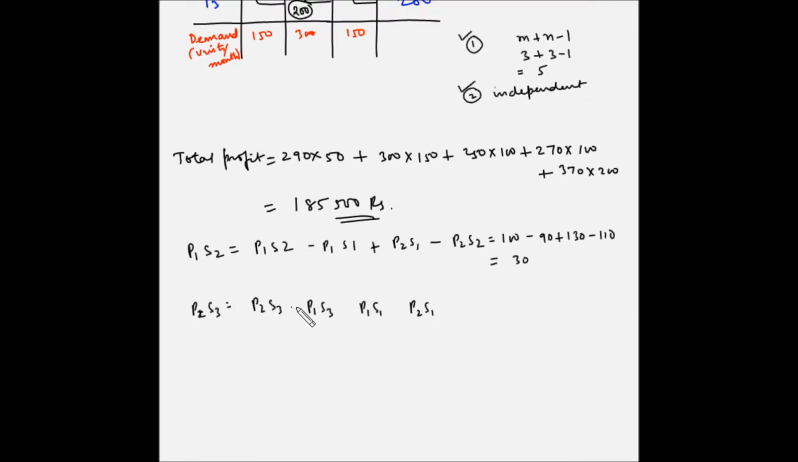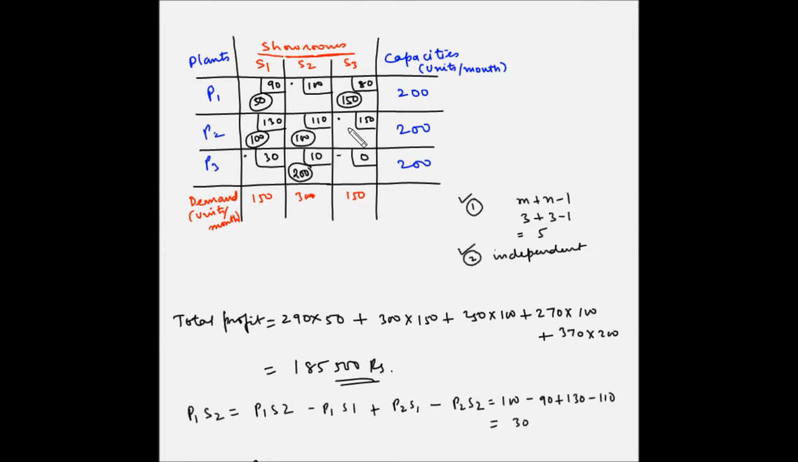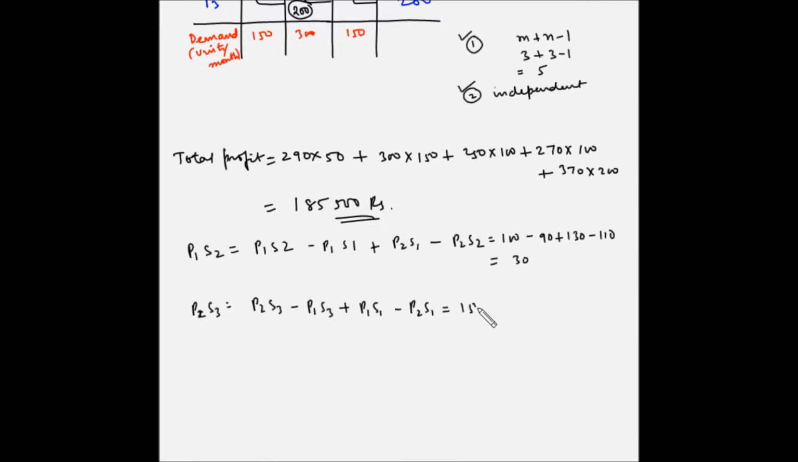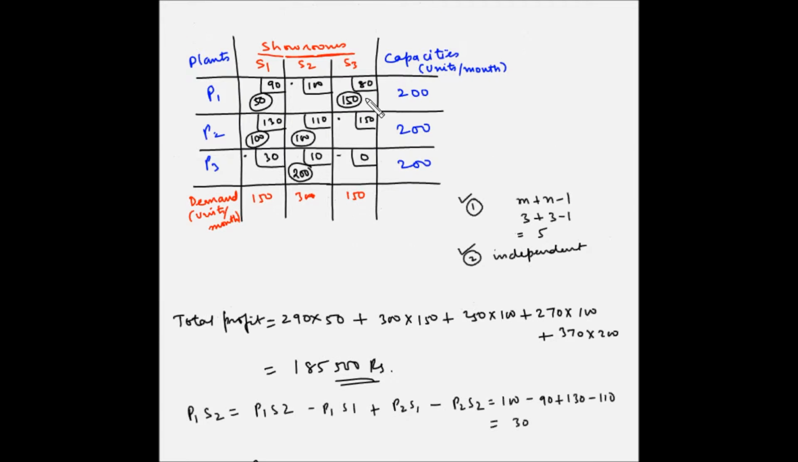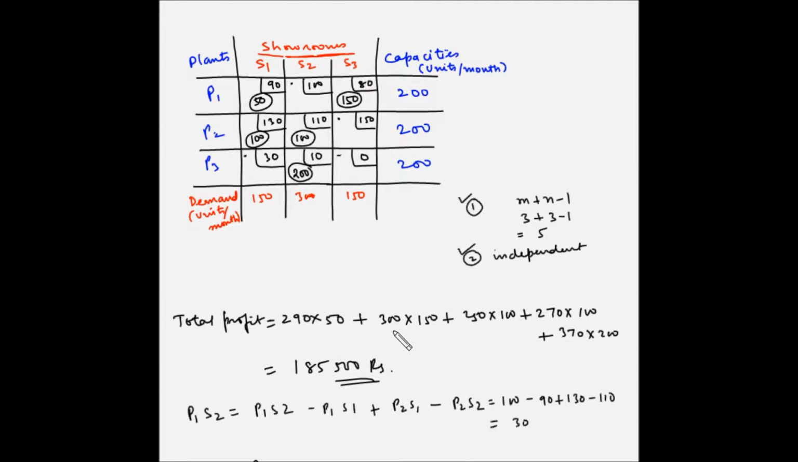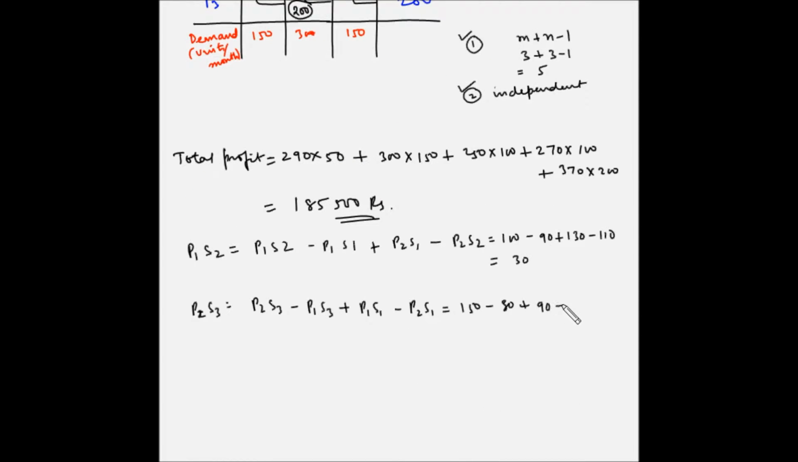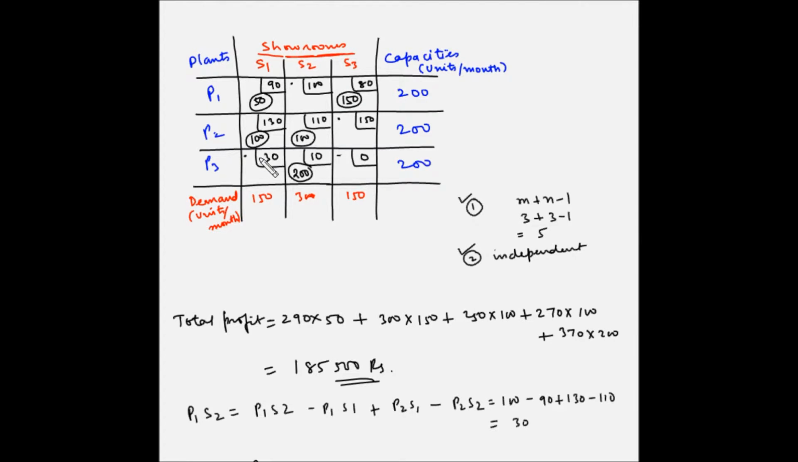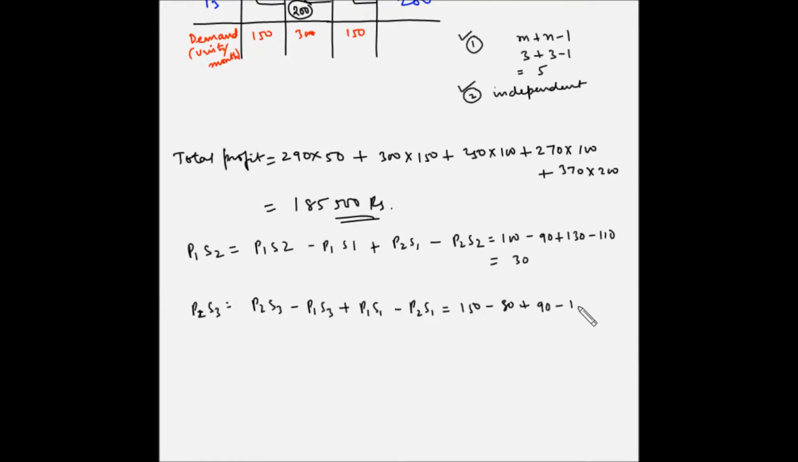Now assigning alternate plus minus sign, so plus minus plus minus, and then we have to calculate the net cost change. So P2S3 has 150, P1S3 has 80, P1S1 has 90, P2S1 has 130. So 150 minus 80 is 70, 70 plus 90 is 160, 160 minus 130 is 30.